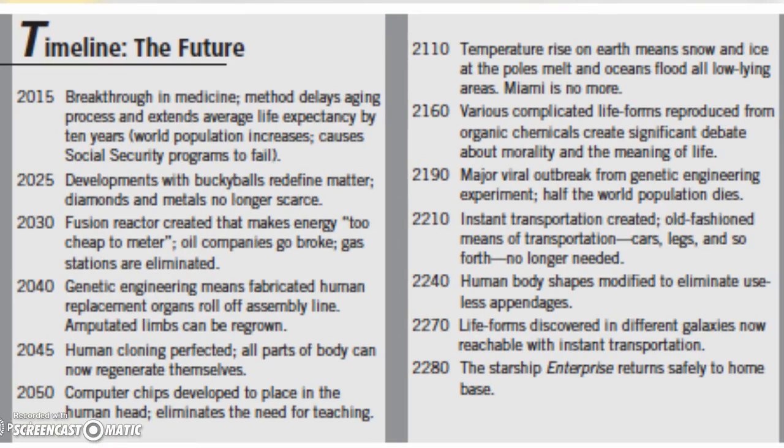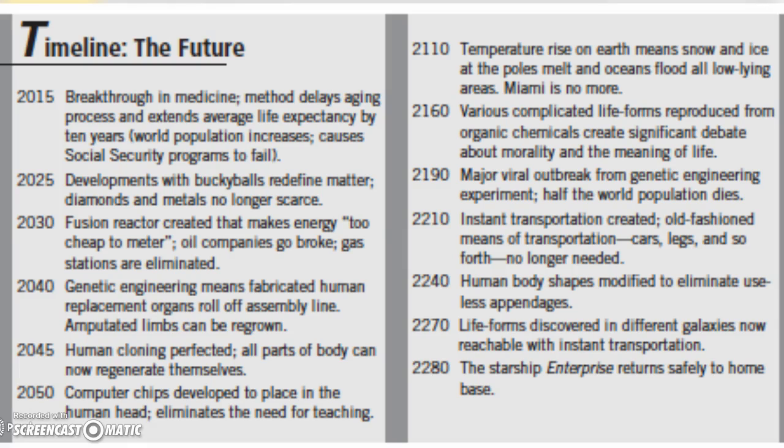So here's a timeline of the future. We're already in 2015 now, and there's breakthroughs in medicine, methods of delaying aging processes. World population increases in about 10 years. There's a prediction that there'll be developments with redefinition of matter. Diamonds and metals will no longer be scarce. 2030, fusion reactors may be created that make energy too cheap to meter. Oil companies may go broke. 2040, genetic engineering means fabricated human replacement organs will roll off the assembly line.